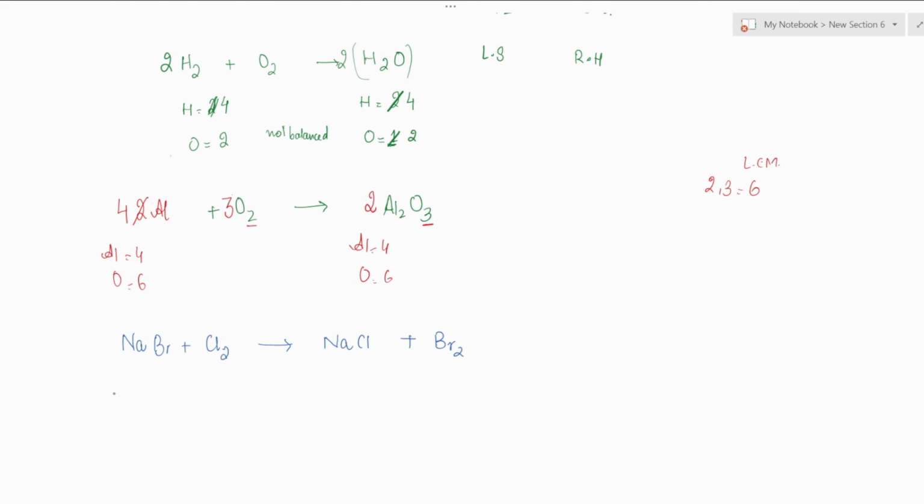How many sodium are here? How many bromine? How many chlorine? 2. How many sodium? 1. How many chlorine? Bromine, sorry. 2. How many chlorine? 1. Okay, now these two are not balanced. Let's balance them. Okay. I'm leaving it to you.